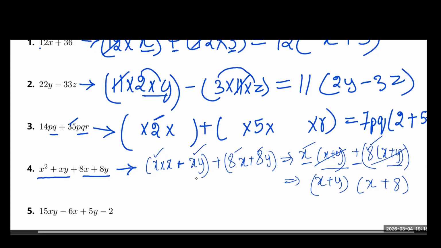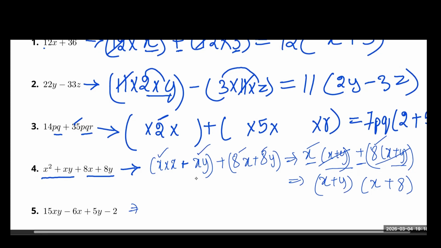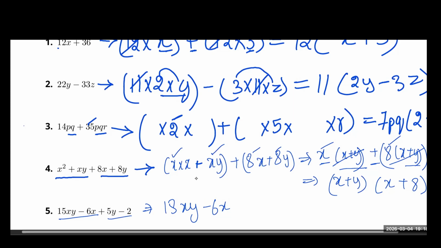Now, see the next one. Here also, same, make groups: 15xy minus 6x plus 5y minus 2. 15 can be written as 3 into 5, and 6 can be written as 3 into 2. In 5 and 2, there is nothing common, right? So we'll keep them as this. From here we can take 3 common, and both of them contain x, so it's also 3 and x.